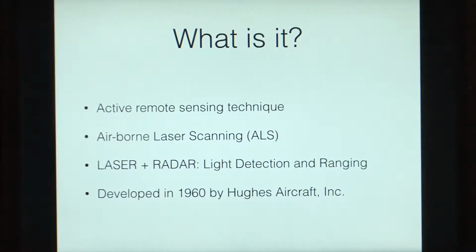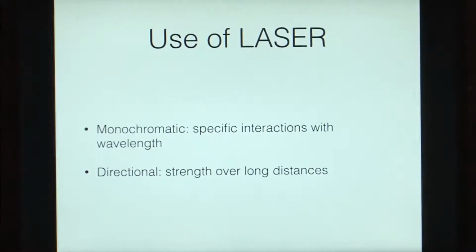Now why should we use lasers? The use of laser is because of its two properties. One, it is monochromatic, and two, it is directional. By monochromatic we mean that the laser light will have a single wavelength. Now that single wavelength is completely known to the device. So why do we need a single wavelength?